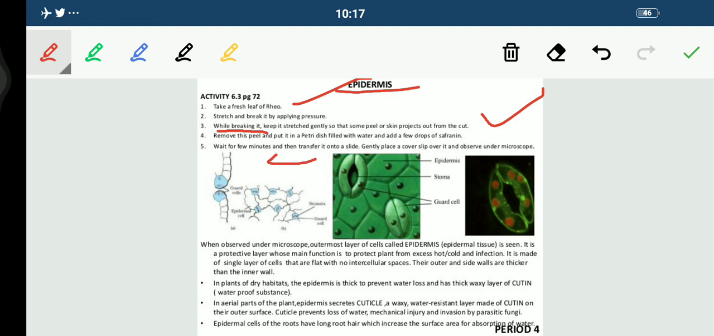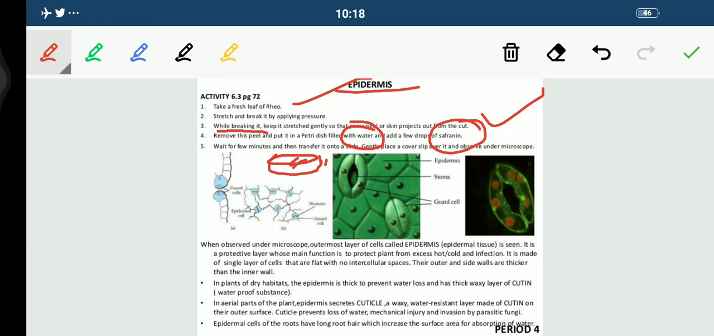A petri dish is a container. So you have to put this leaf into this petri dish. Add a little bit of water to it and a few drops of safranin. This is a red color pigment, which helps in identification. Basically, after adding the safranin, the cells will look more prominent.